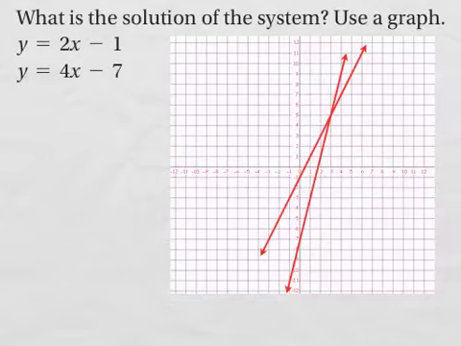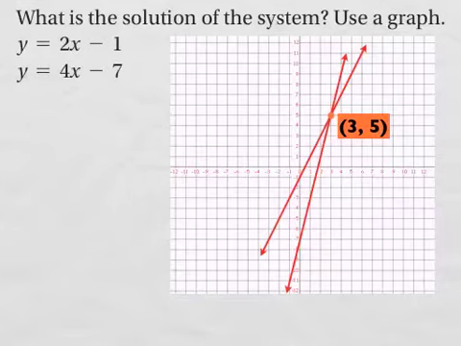Notice my two lines, they're two different lines, they intersect right here, and that point where they intersect is at the ordered pair 3, 5. What this means is that this graph shows us that these two lines are both true at the point 3, 5.